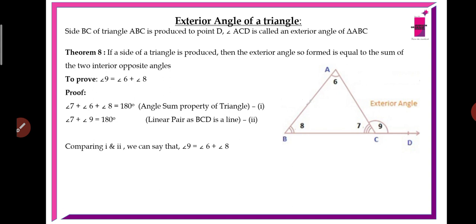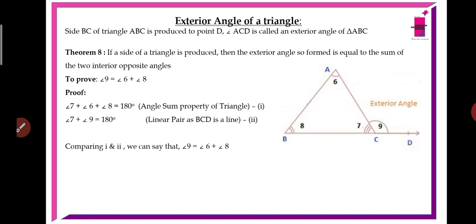According to the figure, we have taken interior angles as 6, 7, 8 and the exterior angle as 9, so that you can easily understand. So we want to prove angle 9 equal to angle 6 plus angle 8. Simple steps. There is no additional construction required for this, so we go for a direct proof. Angle 7 plus angle 6 plus angle 8 equal to 180 degrees, by the angle sum property of triangles.